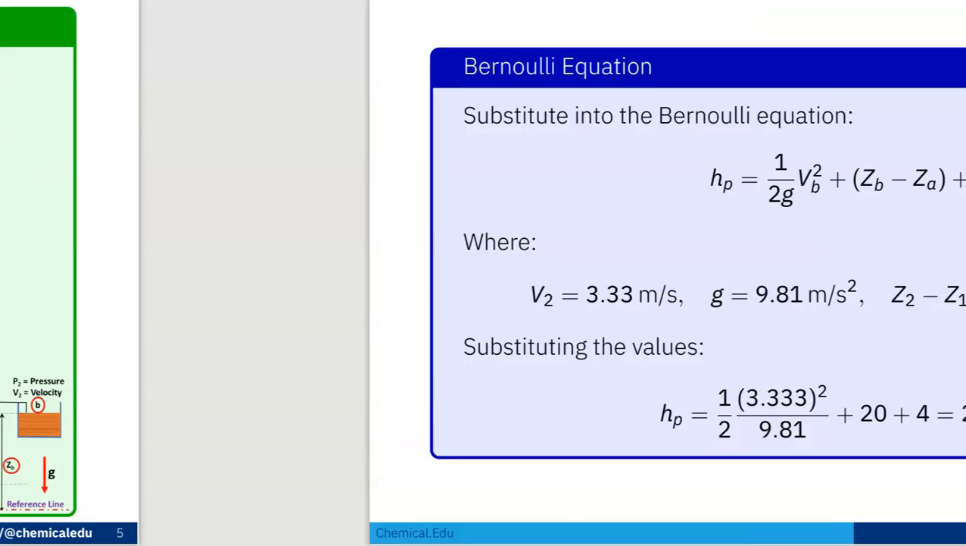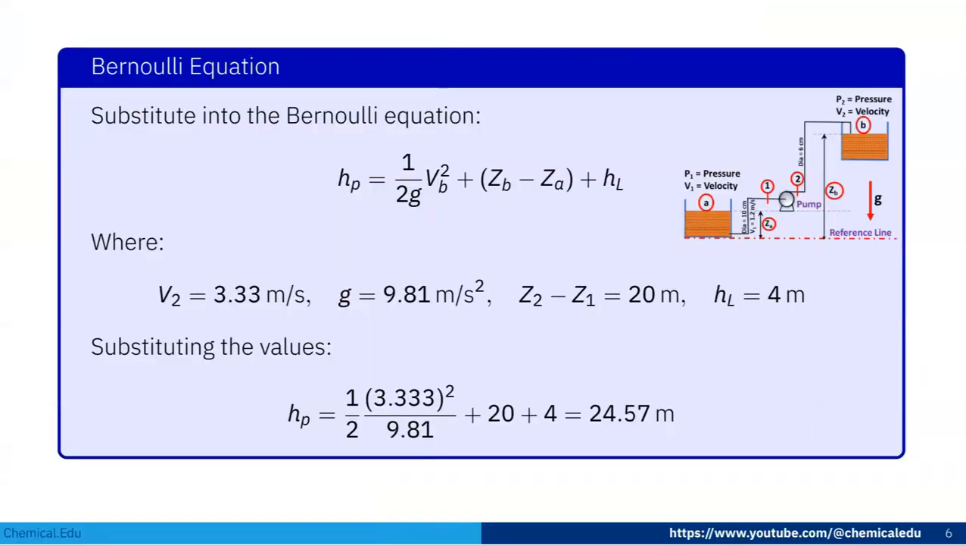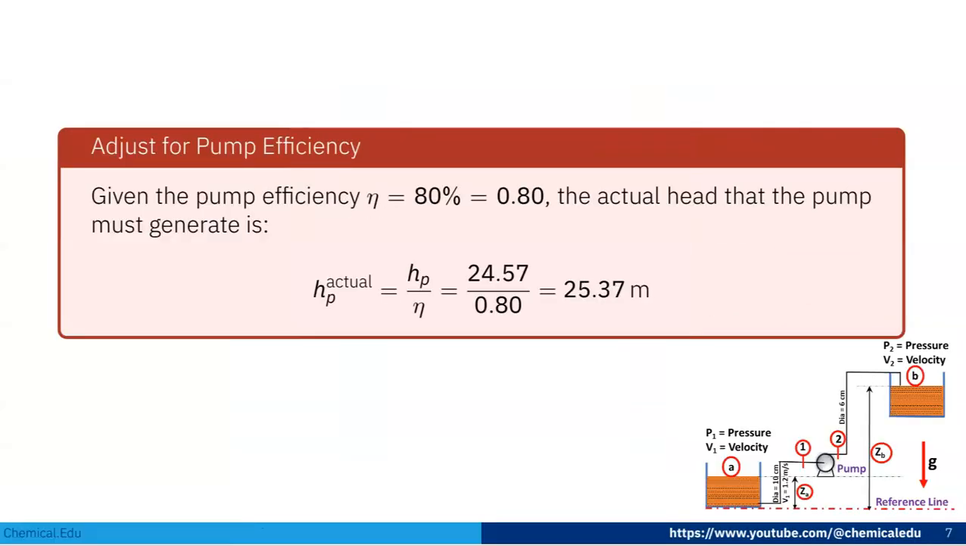Now we have all this data, we can plug it in and we will get HP. So VB is 3.33 meter per second, G is 9.81 meter per second square, ZB minus ZA is 20 meter, and HL is 4 meter. So if we plug that in, HP will be half times 3.33 whole square by 9.81 plus 20, that is ZB minus ZA, plus 4, so that is 24.54 meter.